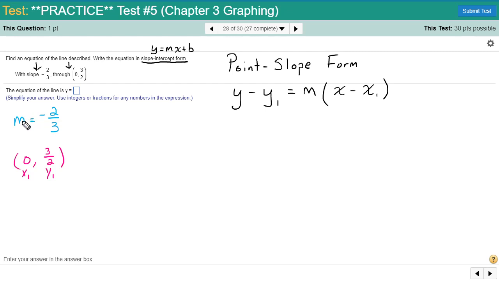And now that we've got our m, our slope, and our x sub 1, y sub 1, the point we're working with, all we have to do is plug those three pieces of information, the m, the x sub 1, and y sub 1, into point slope form, and then arrange the equation in such a way that it matches what we're being asked for, in this case, slope intercept form. So let's go ahead and do that.